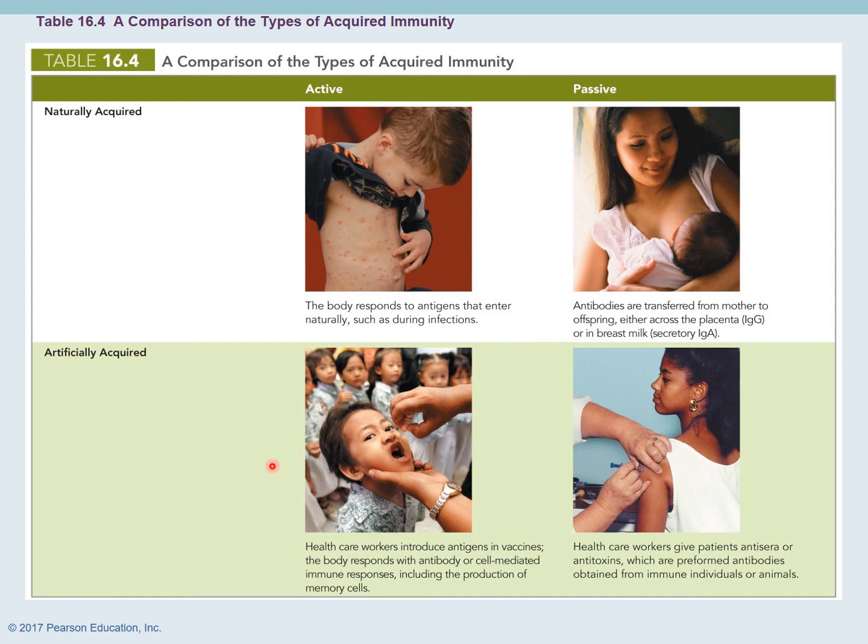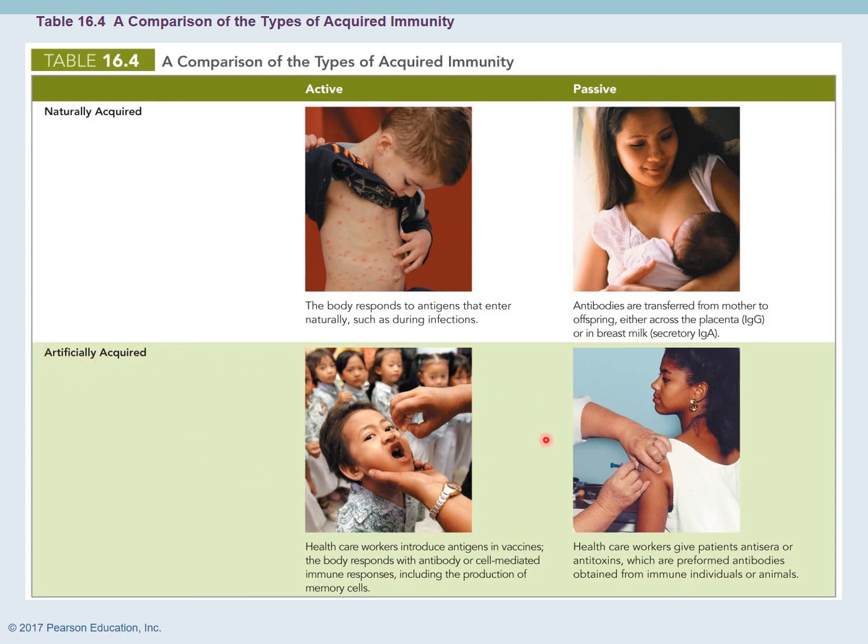Artificially acquired active. You will be making your antibodies, but you were not naturally exposed. This is what vaccination is doing. When you receive an immunization, you're vaccinated against a particular disease, you are exposed to part of an antigen on there that triggers the immune response, so you build antibodies against it. This will give you protection long term. Did you actually have the disease? No, you did not. That's why it's called artificial.